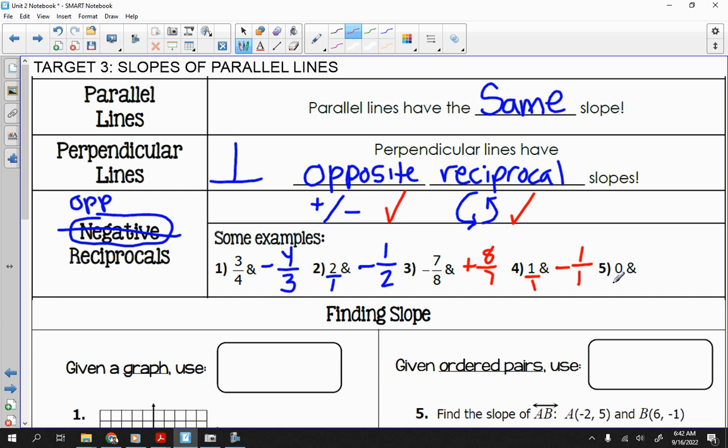Now, I briefly talked about a zero slope here. A zero slope will go straight across. That's what we like to walk across in our buildings, a flat surface. What's opposite reciprocal to that would be this.